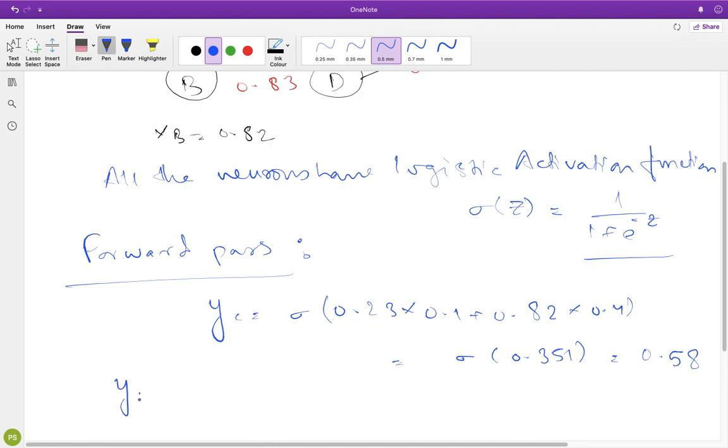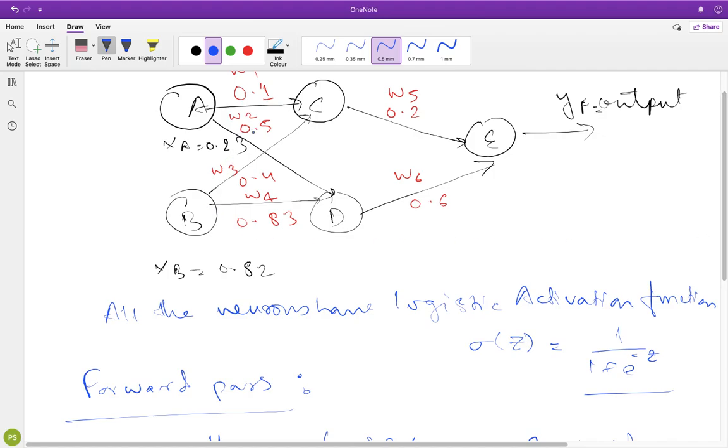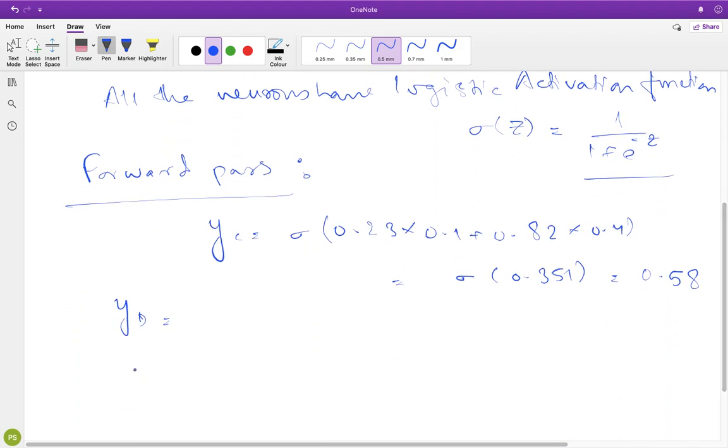Similarly, you calculate the YD. So the first step is to calculate the outputs of C and D. So what will be the YD? YD will be 0.23 into 0.5 and 0.82 multiplied by 0.3. Since we are applying the logistic activation function, this will become sigma of 0.361, which will become 0.58.